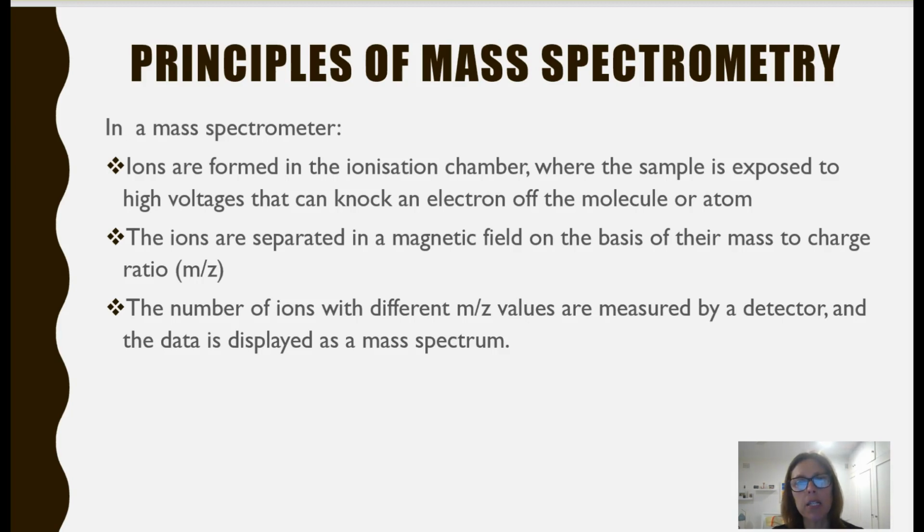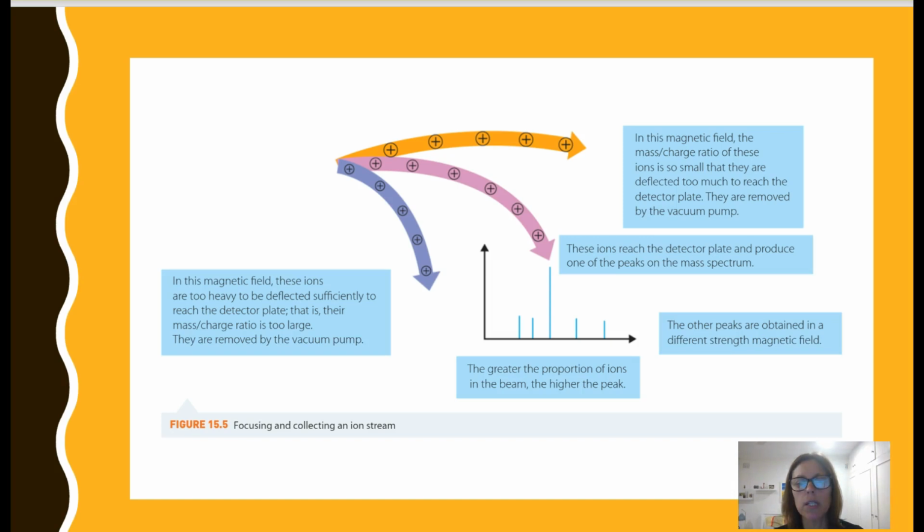The detector actually detects how many ions have that different charge, and it will be shown in a mass spectrum, and the intensity of each fragment will be measured. Having a look just here, we can see what we mean about that intensity and what's happening in that electromagnet. These ones here are too heavy to be properly deflected, so they are just removed by the vacuum pump. These ones up here are so small that they're deflected too much, go off the chart, and are also removed by the vacuum pump. But these ones here are the ones that actually reach the detector and will produce the peaks.